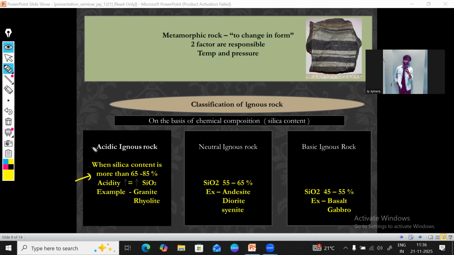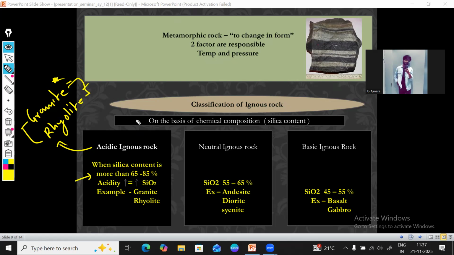The examples are more important than the definition. What are two examples of acidic rock? That is granite, most famous, and rhyolite. You guys have to remember these things. This will appear in the examination. The examples are the most important part in this classification. So the examples for the acidic igneous rock: the first one is granite and the second one is rhyolite.